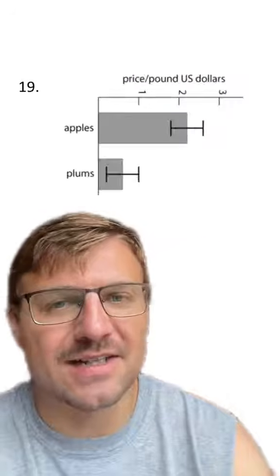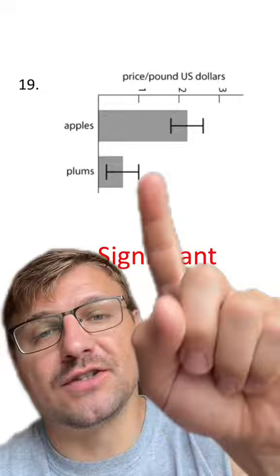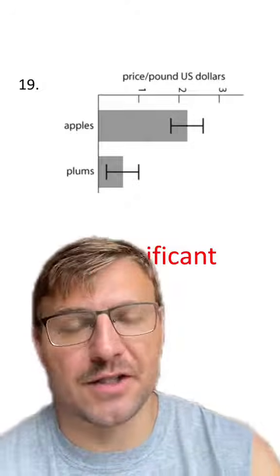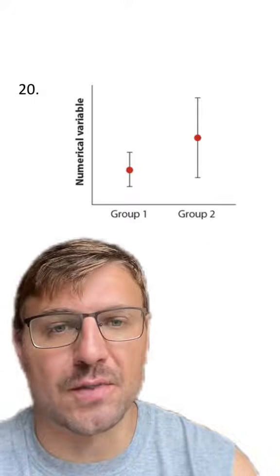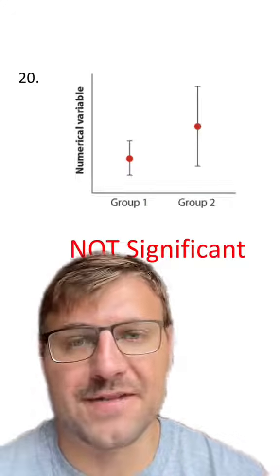Question 19. Is there significance between apples and plums? Yep, there is no overlap between these two error bars, which means they are significant from each other. Question 20. Between these two groups, is it significant or not significant? Nope, there's a lot of overlap, not significant.